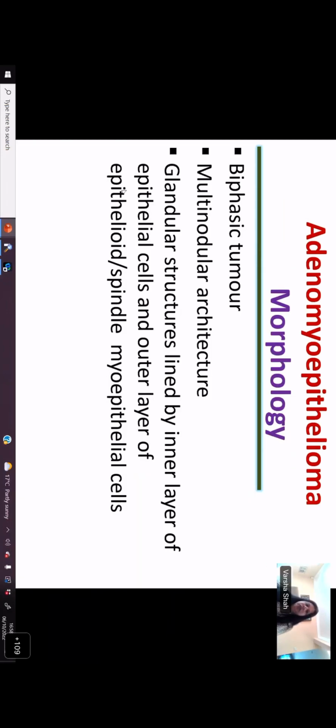So what is adenomyoepithelioma? It's a biphasic tumor. It has a multinodular architecture, and you have glandular structures which are lined by epithelial cells, with an outer layer of myoepithelial cells, which could be either epithelial or spindly. And there is a dual population of cells.